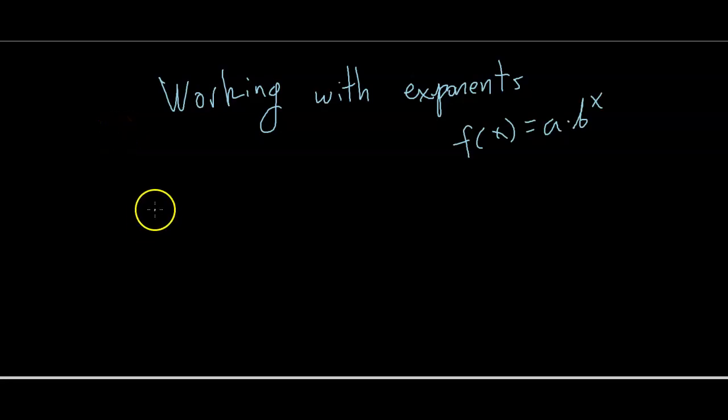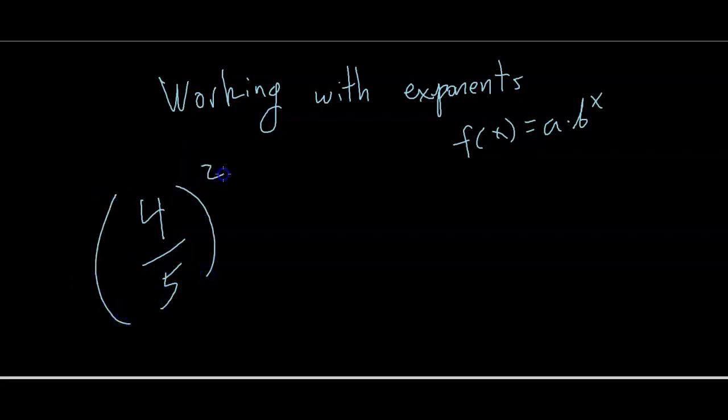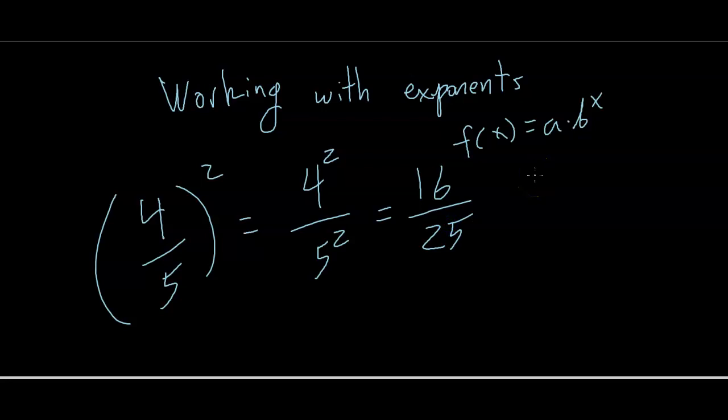What if we had something like, I don't know, 4 over 5 to the second power? Okay, that's not too bad. It's 4 to the second power divided by 5 to the second power. What's that? 16 over 25, right? Okay, we know how to take integers to negative powers now. We know how to take fractions to positive powers.